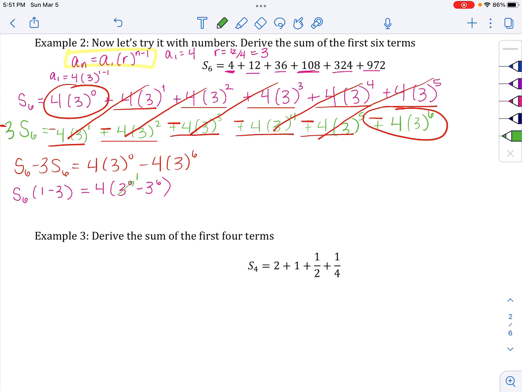Now my goal is to get S sub 6 by itself. So I need to cancel out anything that's with it. I'm going to cancel out that 1 minus 3 in parentheses by dividing, because it is S times the parentheses. So I need to divide if I'm going to cancel out that multiplication. So I'm left with S sub 6 equals 4 times 1 minus 3 to the 6th over 1 minus 3.